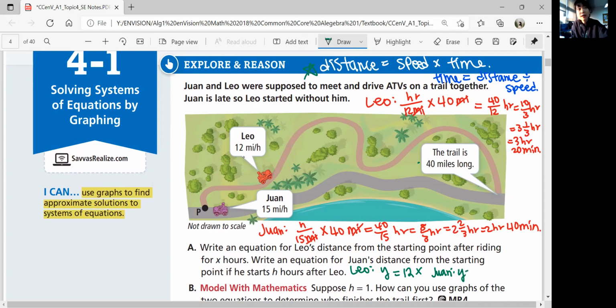So y is equal to 15x, but he's going to start later. So his distance is going to be reduced by how much Leo traveled first, how much time he started earlier. So 12 is Leo's speed, times h would be the distance that Leo traveled in the hours that he started before Juan.